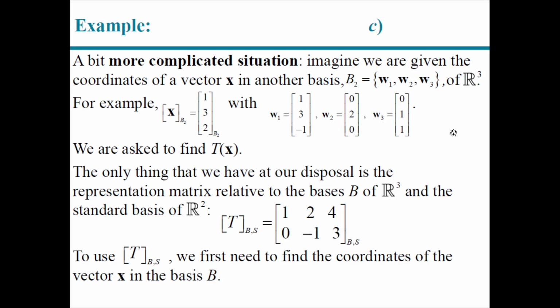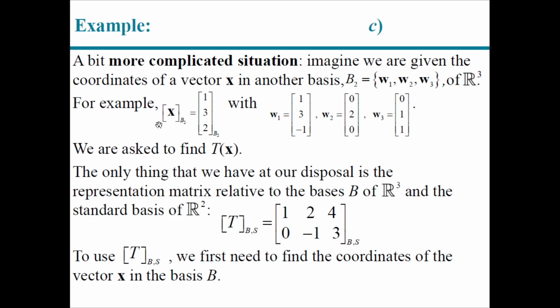Let's turn this a little bit spicier. So what if I'm given my representation matrix here relative to bases B and S, but look at this. I am given coordinates of vector x. I don't know what's the x, but I'm given its coordinates in a basis B2 of R3, not in basis B. So the vectors here are W1, W2, W3. So these three guys here. So they are not V1, V2, V3, they're different.